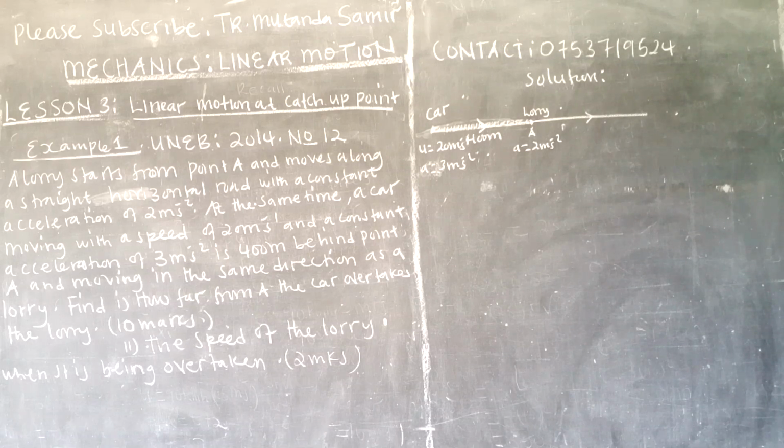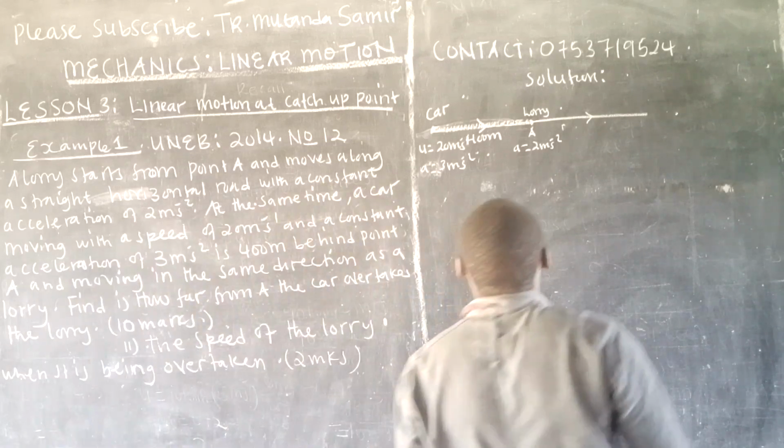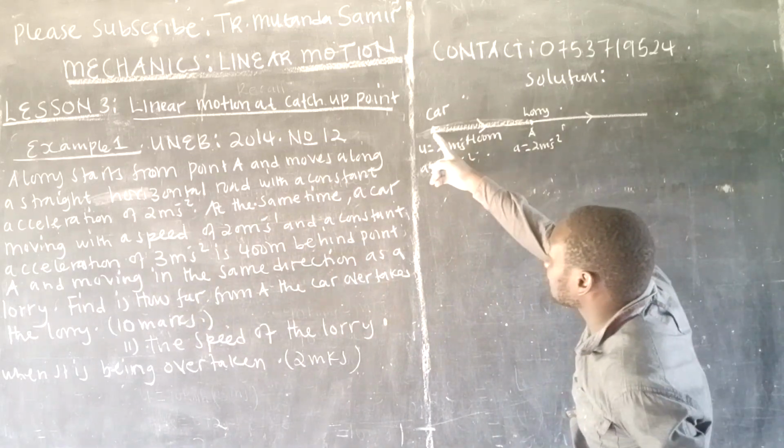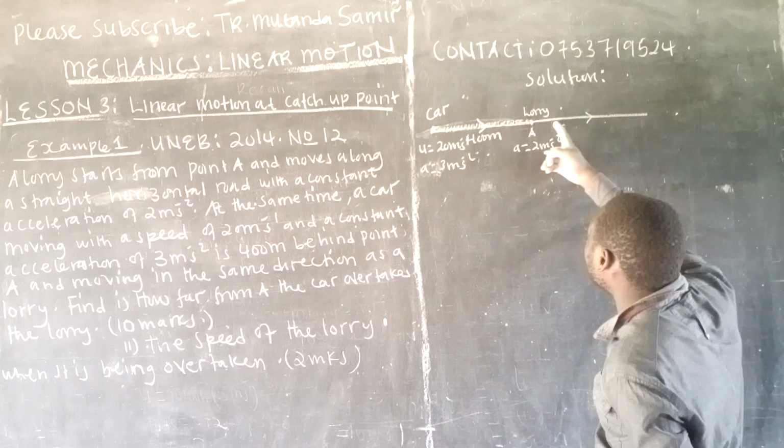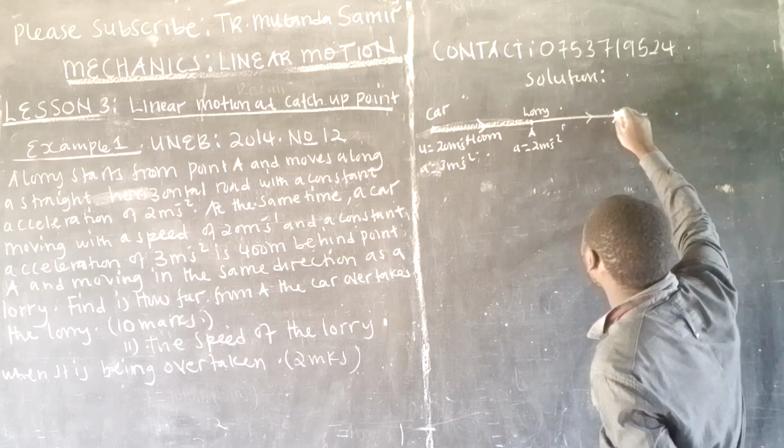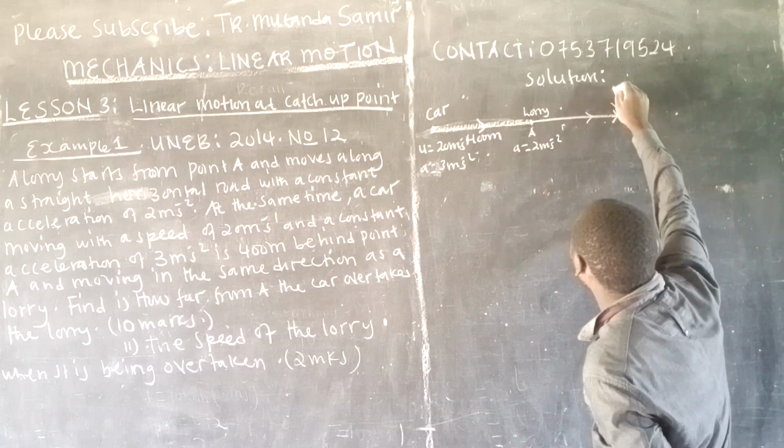Find how far from A the car overtakes the lorry. So just know that they are running. If the car is chasing the lorry and they're both running, it's very possible that they will meet at this point of overtake.